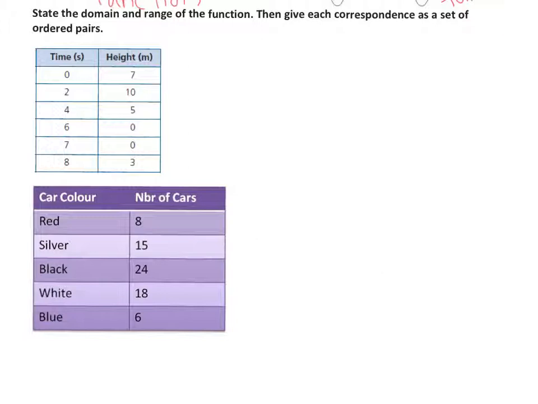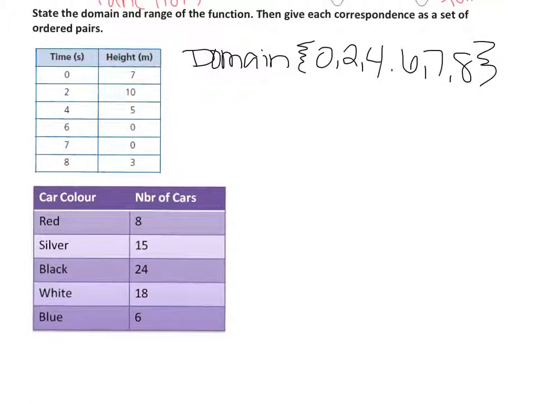My members of my domain, remember, they're my x values, or they are the members that are mapped to something in my range. So my domain, if I'm looking at the time and the height chart, my domain is my time: 0, 2, 4, 6, 7, and 8. Those are all members of my domain. My range is the numbers that my domain maps to. So my range: 7, 10, 5, 0, 0, and 3.